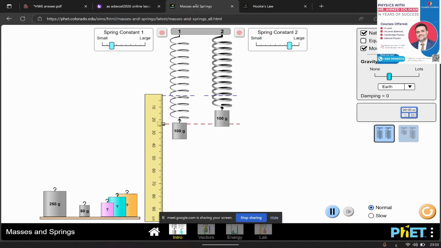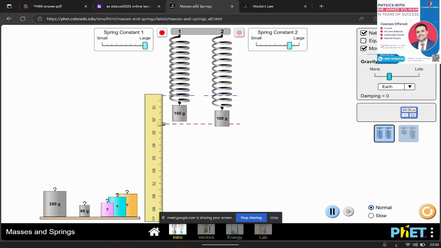Okay, now I will add 100 gram in both. So now, what is the difference between the extension in both? As spring constant increases, what happens for the same force? Which one has a greater extension? Mirula, which one has a greater extension? The greater spring constant or the lower? The lower. The lower, yes. So as we increase the spring constant, for the same force, the extension will decrease.